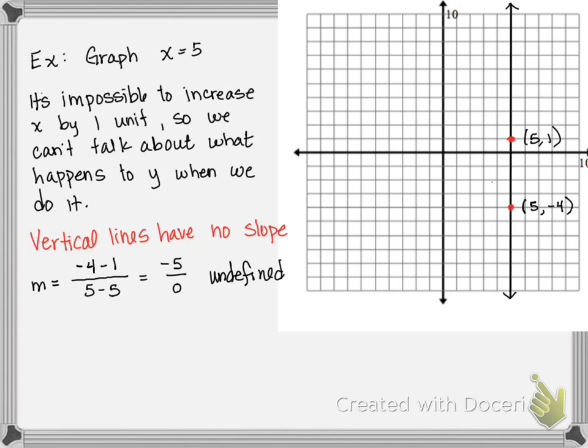Let's talk applications. So slope is also known as rate of change. We said the slope is like a unit rate, right? It's a ratio of the change in one thing to the change in the other.